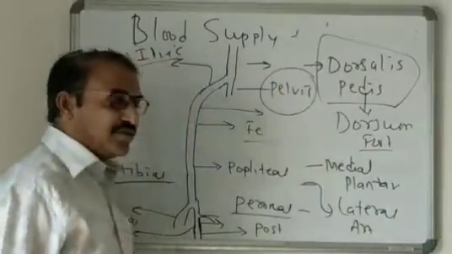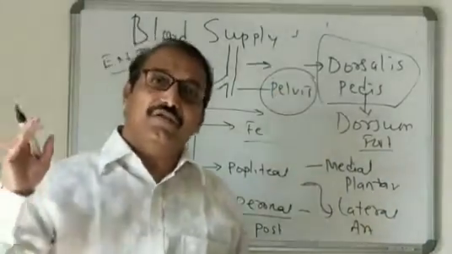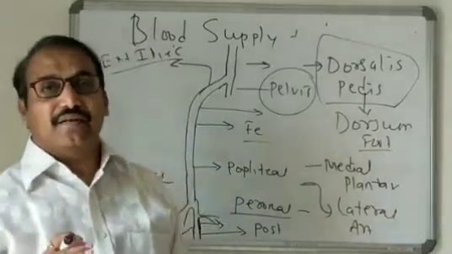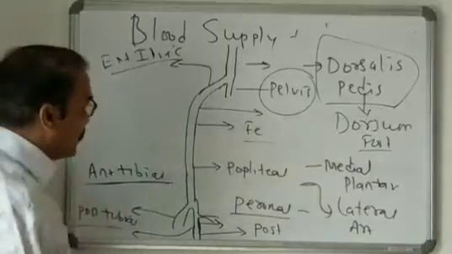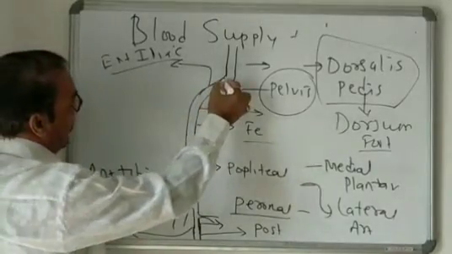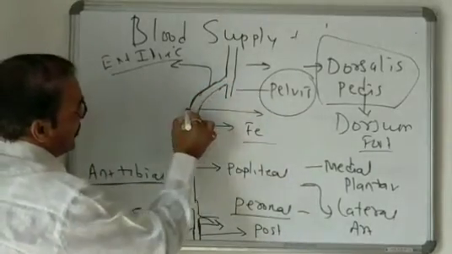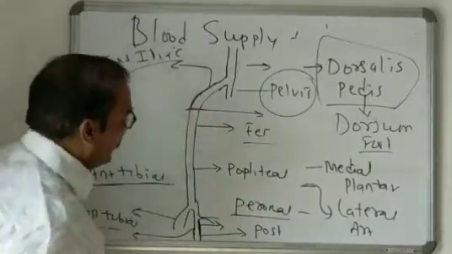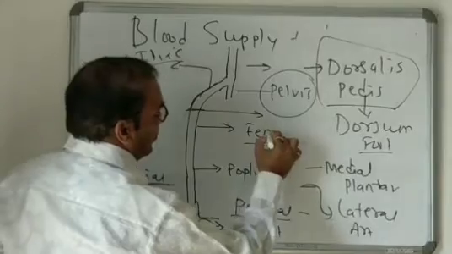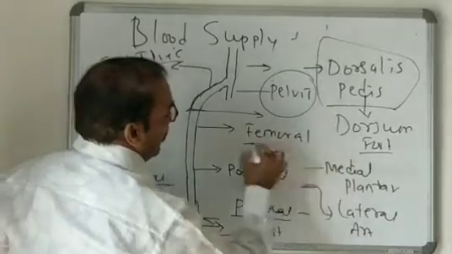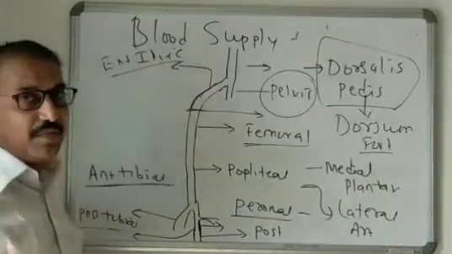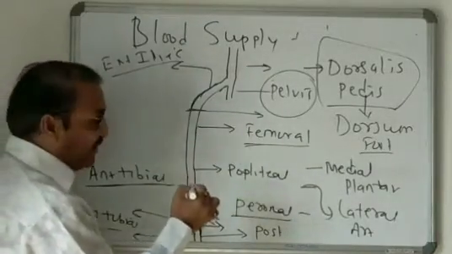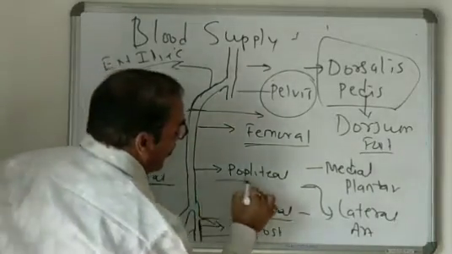Remember, whatever structure is present in the pelvic region is all supplied, directly or with the help of branches, by the internal iliac artery. The external iliac artery descends downwards just behind the mid-inguinal point and becomes the femoral artery. The femoral artery supplies the thigh region with the help of 6 branches. Then the femoral artery descends downwards after supplying the thigh region and enters the popliteal fossa.